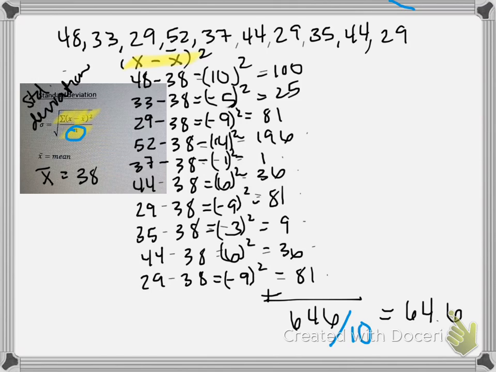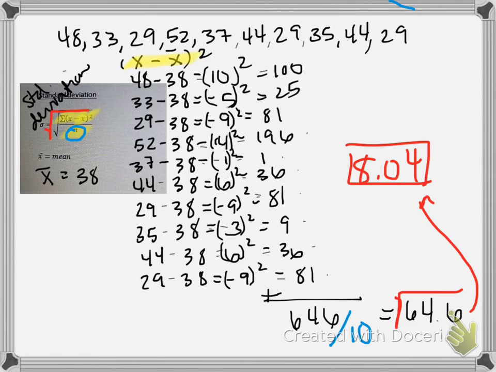I'm almost done. The last thing I have to do is take the square root of that. So square root, that's the last thing. What do I get? When I take the square root, I get 8.04. That tells me every piece of data in my set is about 8.04 units away from each other.